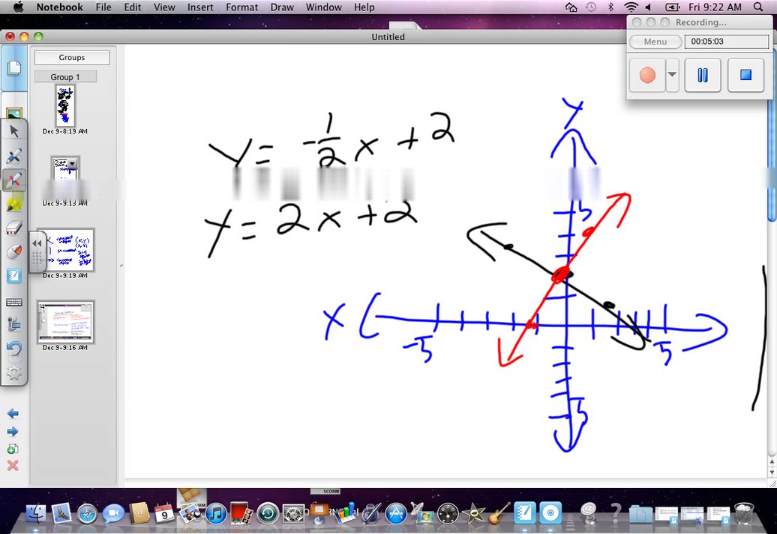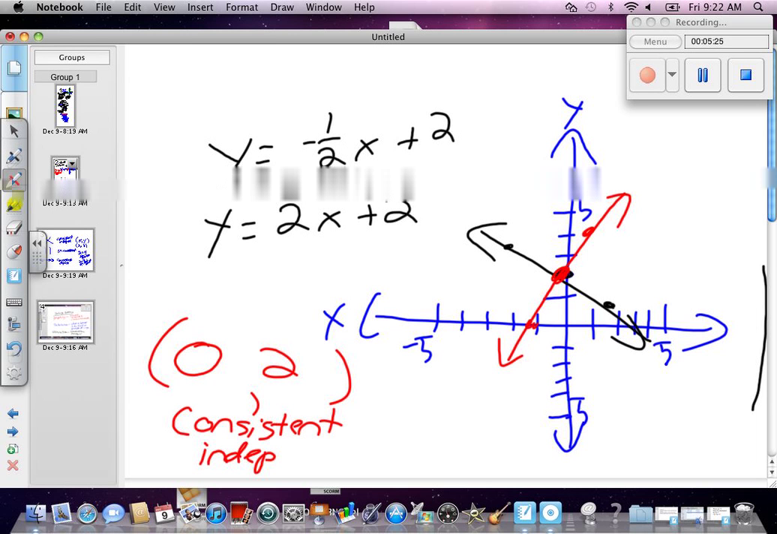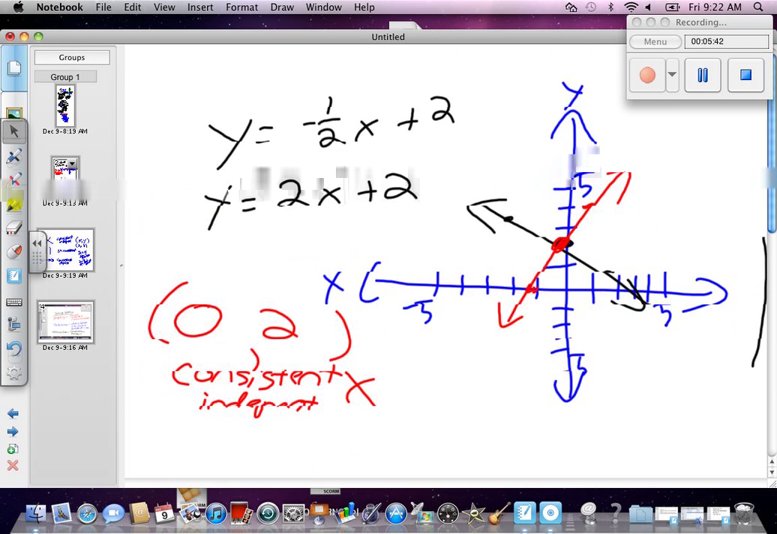Crosses at what point? What is x? X is 0. What is y? 2. So is this inconsistent, consistent dependent, or consistent independent? Consistent independent. And I know that looks like it's crossing. You would have gotten the same answer if you'd done substitution or elimination. So if you use those, you will get the same answer. All right, let's move on.